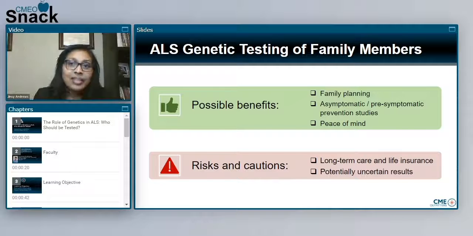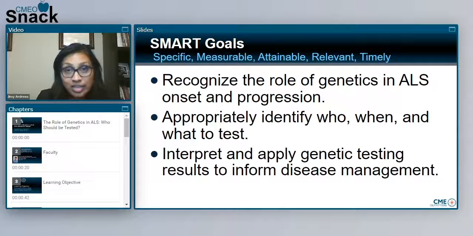Let's summarize with our SMART goals: specific, measurable, attainable, relevant, and timely. That is what we hope that our audience will take away from this presentation to apply to your practice. So some of the goals that we hope you're able to take away from today's CMEO snack is to recognize the role of genetics in ALS onset and progression, to appropriately identify who, when, and what to test, and lastly, to interpret and apply genetic testing results to inform disease management.